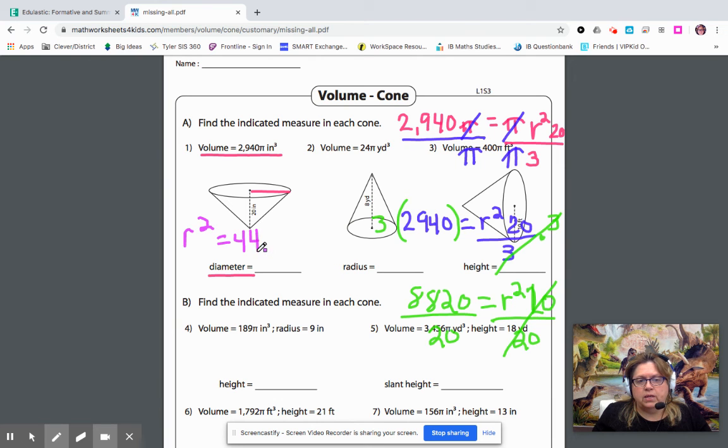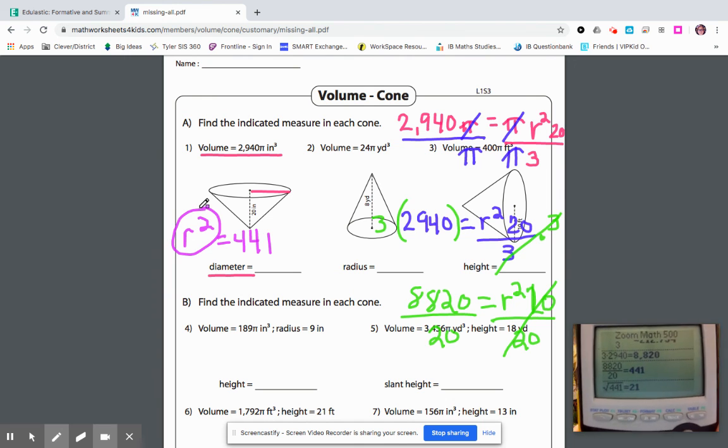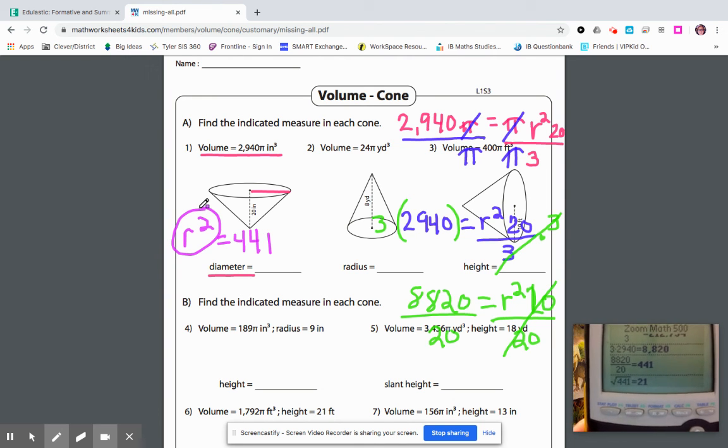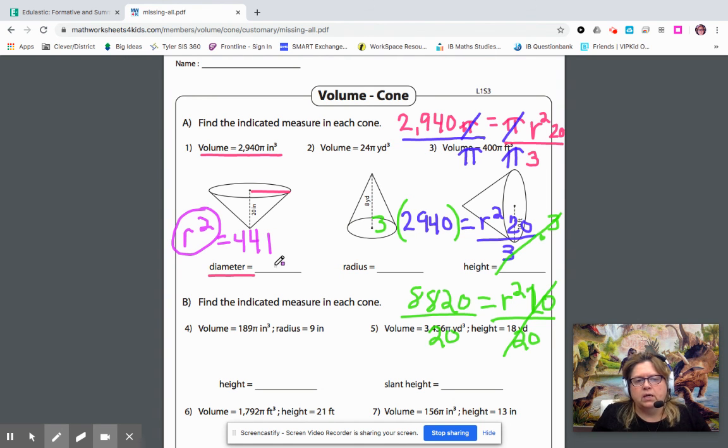Now, before I do anything else, remember this is radius squared and I'm trying to solve for radius. So I need to take the square root of that number. I'm going to take the square root of 441, and when I do that, you'll see that I get an answer of 21. So my radius is equal to 21.